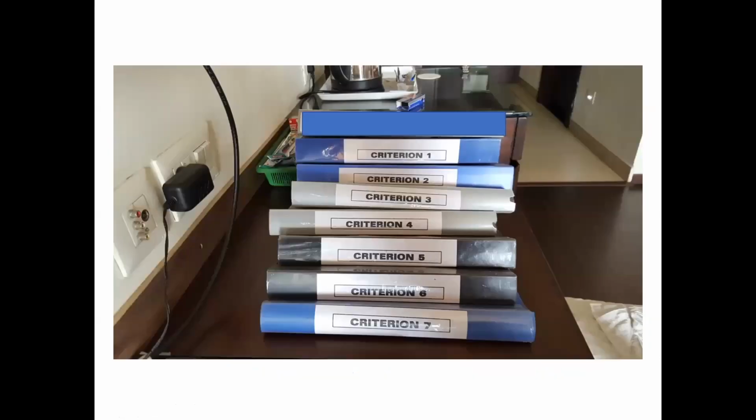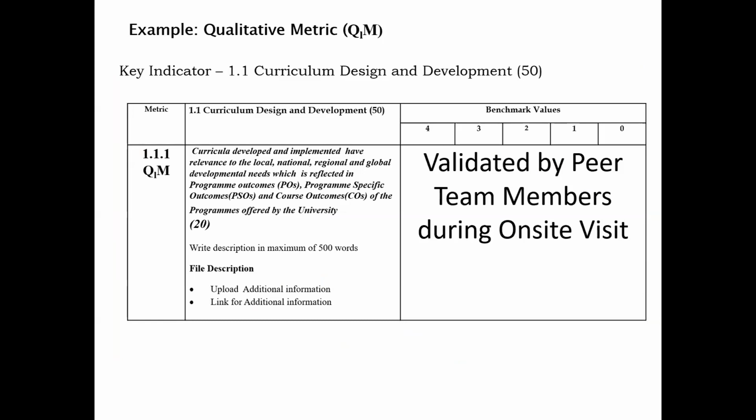So proper documentation and timely documentation is very important when you're applying for the NAAC process. I have kept an example of qualitative and quantitative metrics. If you see here, wherever the word QLM is used in the manual, it means qualitative metrics, as already told by you. There is a description limit of 500 words, and whatever details you give here will be validated by the peer teams during the on-site visit.